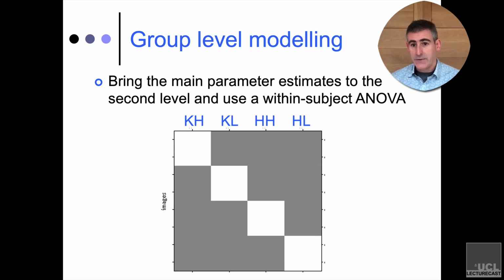They were the 2 high and low familiarity kanji and the 2 high and low familiarity hiragana conditions, right? And they corresponded to particular beta values in each person. So we can use linear contrasts to bring those up to this group level analysis and put them together into what amounts to a simple ANOVA. And this would be the design matrix of this.